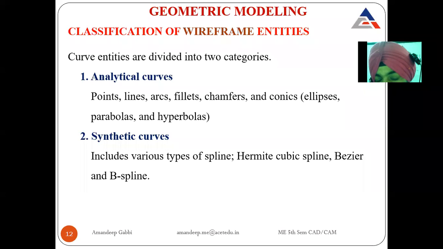Some curves cannot be drawn with the help of these analytical curves. Some random curve like this, any curve, is a synthetic curve; they come under the category of synthetic. Any random shape includes various types of spline. The first spline is Hermite cubic spline, then Bezier curve, and B-spline curve.